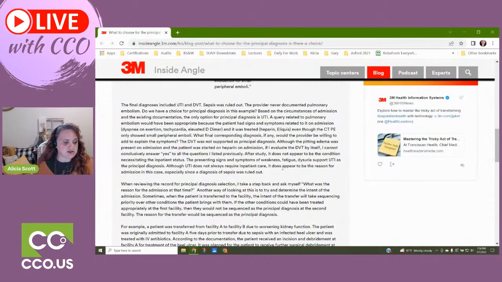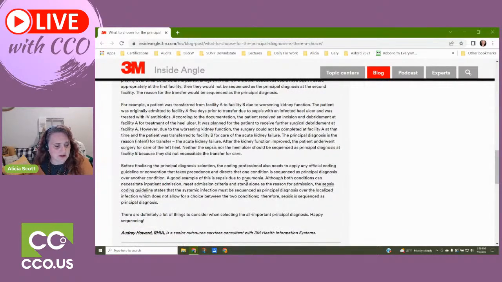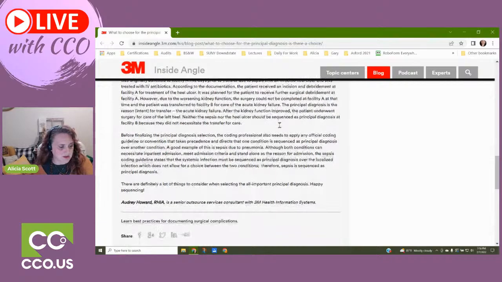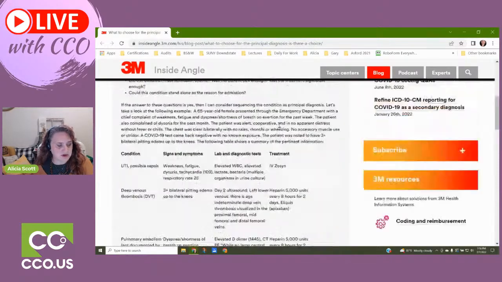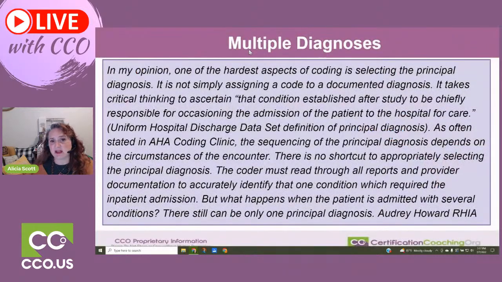diagnosis. And then again, I'll let you read the rest of that, but she also gives examples of worsening kidney function and going from one facility to another. I really, really enjoyed that article. I thought she explained it very well, and I encourage you to take advantage of searching articles and such like that when they come from a reputable source. 3M would be a reputable source. Her credential tells you she's a reputable source, and she has experience in this realm.